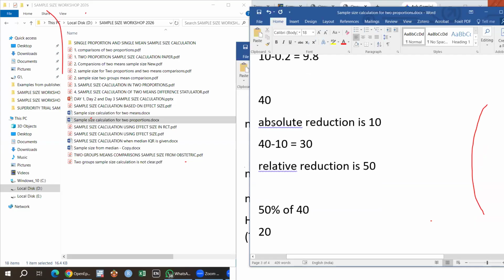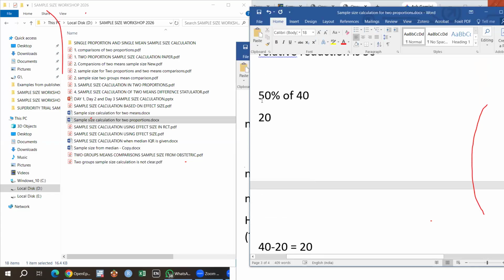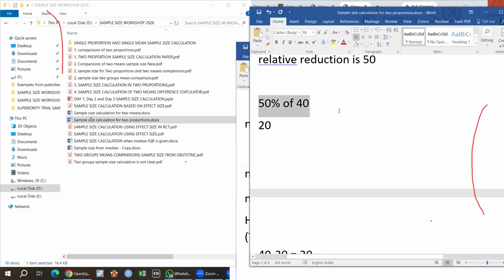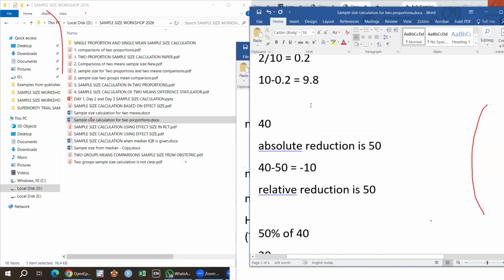Otherwise, if we take an absolute reduction of 50, then what will be the answer? 40 minus 50. But if we take a relative reduction of 50, then we have to take the percentage. Okay? So this is correct.